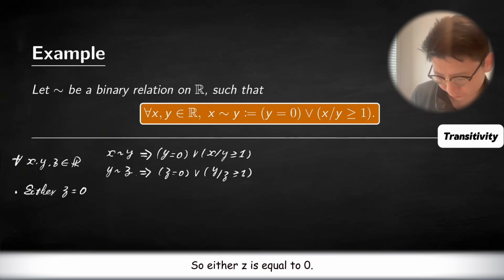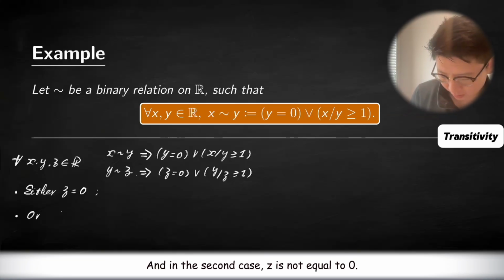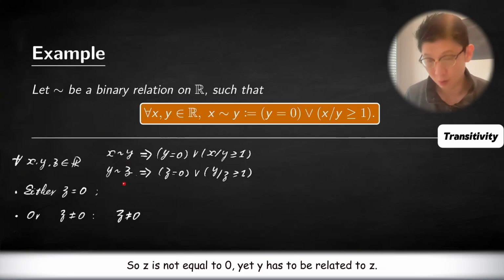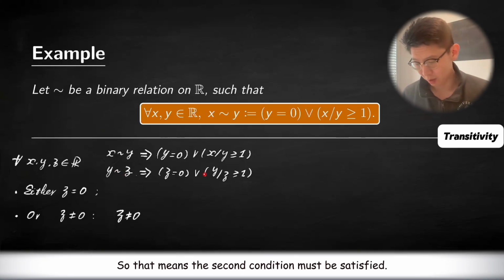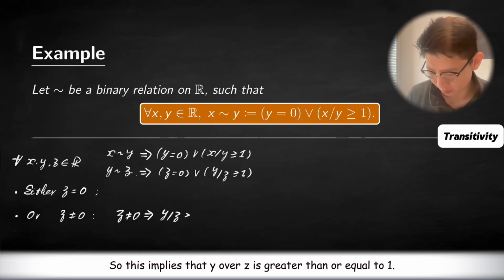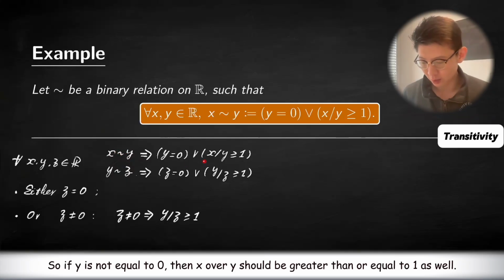So either z is equal to 0, and for the moment we don't do anything. And in the second case, z is not equal to 0. Let's check what happens in this case. So z is not equal to 0, yet y has to be related to z. So that means the second condition must be satisfied. This implies that y over z is greater than or equal to 1. In particular, this implies y is not equal to 0, but x has to be related to y. So if y is not equal to 0, then x over y should be greater than or equal to 1 as well.